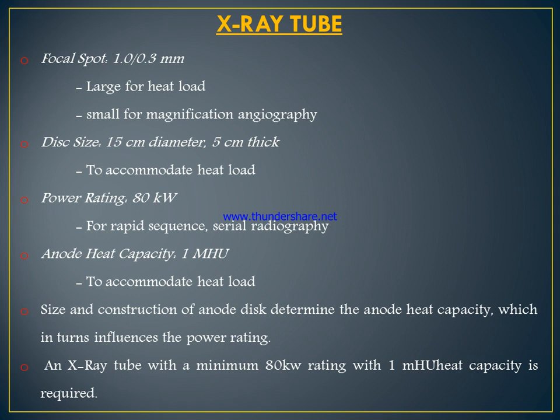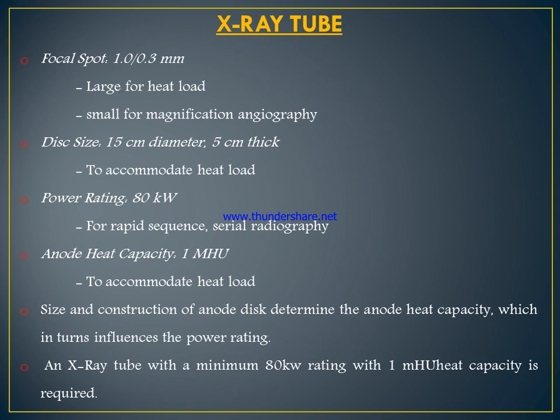After the generator, we use the X-ray tube. The X-ray tube has a focal spot of 1.0 or 0.3 mm. The 1.0 mm is large, for large heat load, and 0.3 mm is small, for magnification angiography. The disc size of the X-ray tube is 15 cm in diameter and 5 cm thick to accommodate heat load.